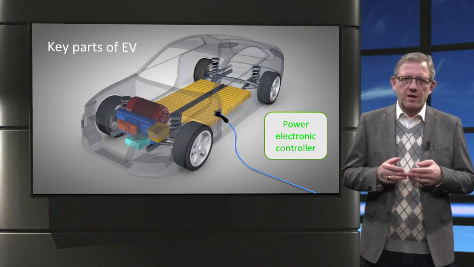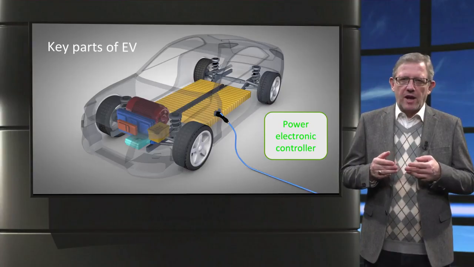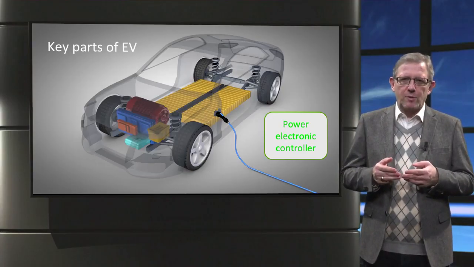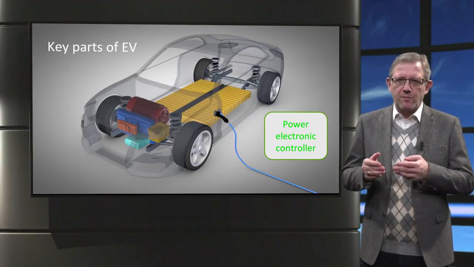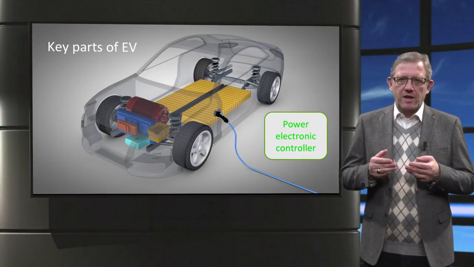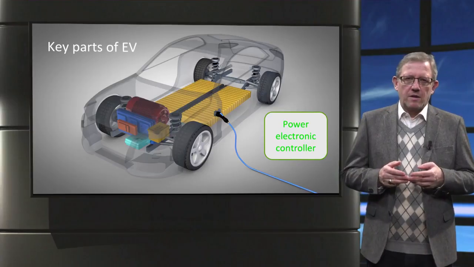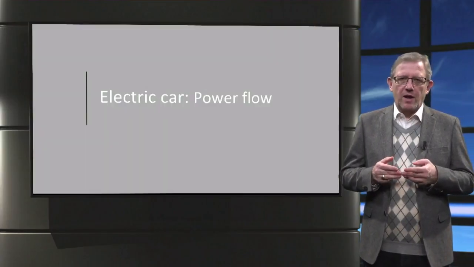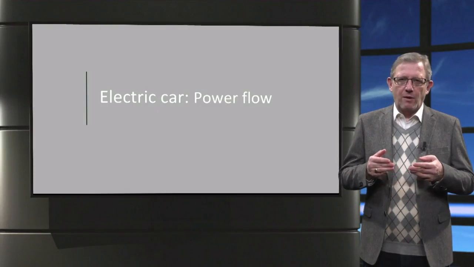It uses the driver, accelerator, and brake pedals to control the power flow and select the operating mode between driving and regenerative braking. It controls the onboard charger and the battery charging together with the battery management system. Now that we know the different parts of an electric vehicle, let's have a look at how the electric vehicle operates based on electrical power flow.